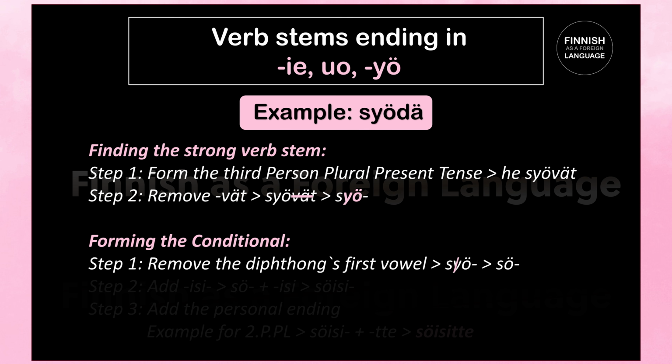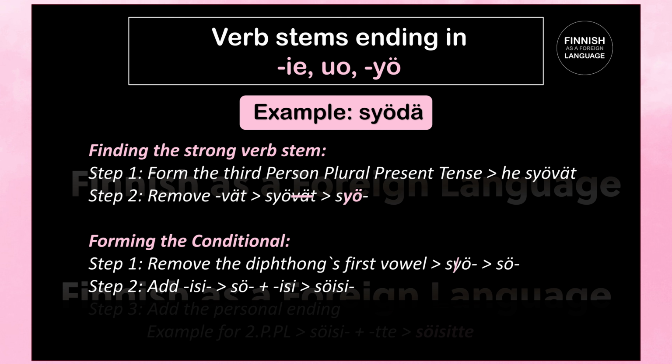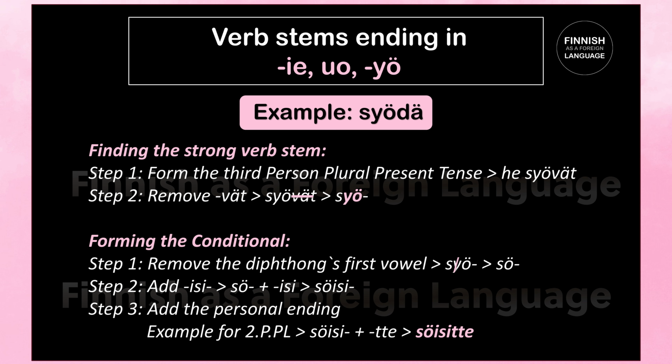Step number 1, we have to remove the diphthong's first vowel, so sjö changes to sö. So the letter J got removed here. Step number 2, again we have to add isi, so sö plus isi is söisi. And step number 3, again, we add the personal ending we need. For example, second person plural, söisi plus te is söisitte, meaning you would eat, plural.